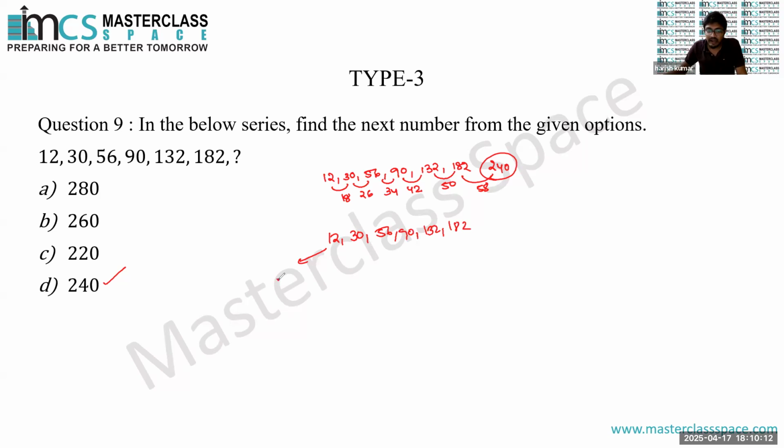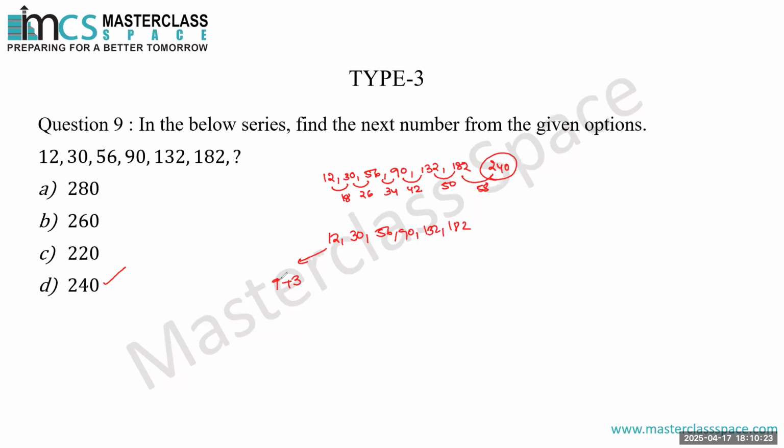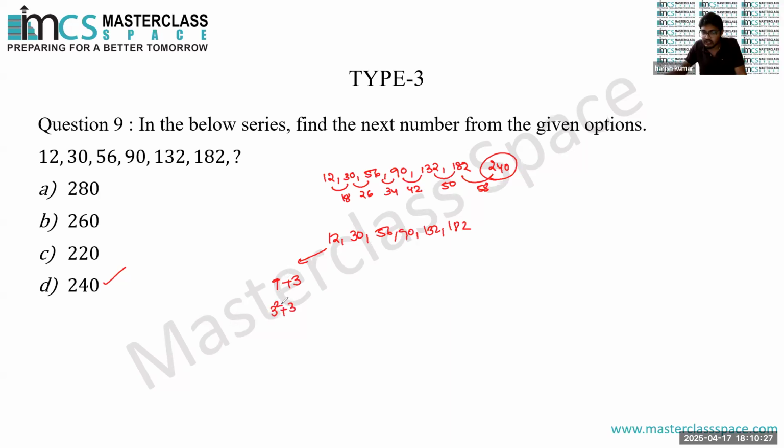12, can I write it as 9 plus 3? Yes or no? Guys, yes or no? Yes, sir. Right. But what is 9? 9 is 3 square. So 12 can be written as 3 square plus 3.